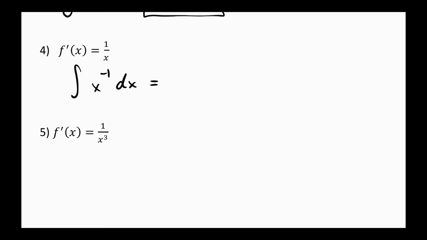Uh-oh. What do we do? This is what you do. Think back when we did derivatives. When did we get 1 over x? You saw 1 over x. When did we get 1 over x? With what? It was a natural log, yeah.